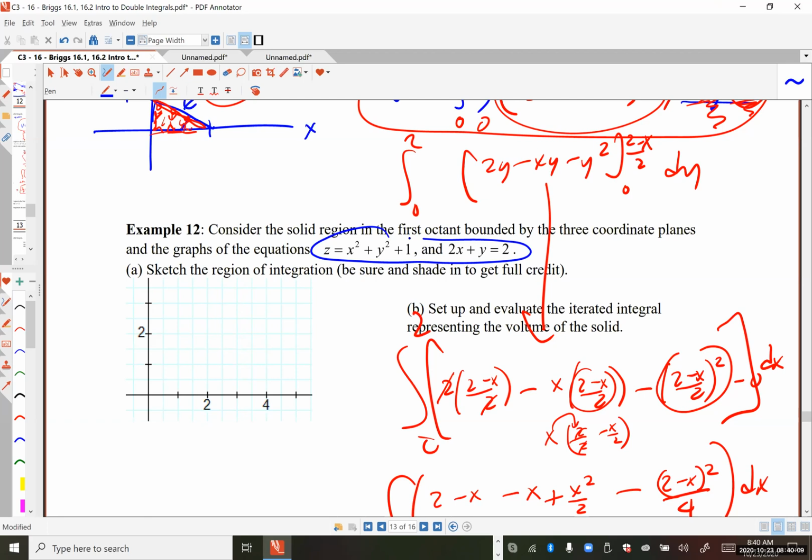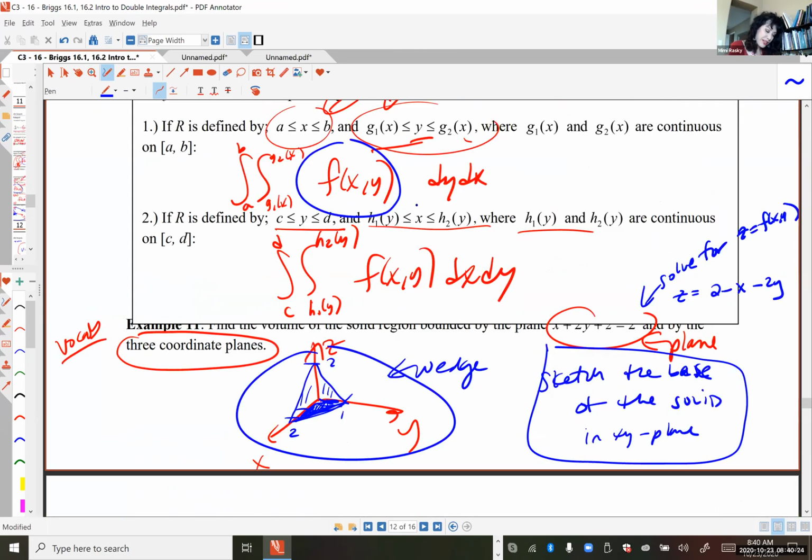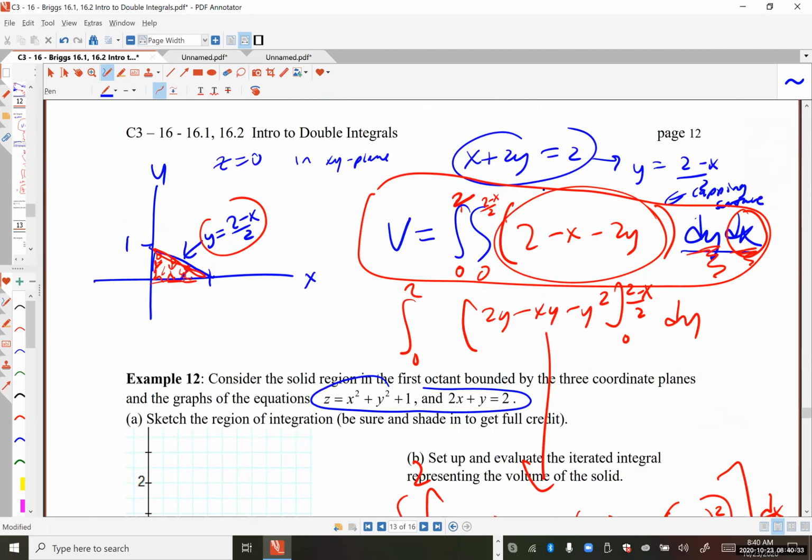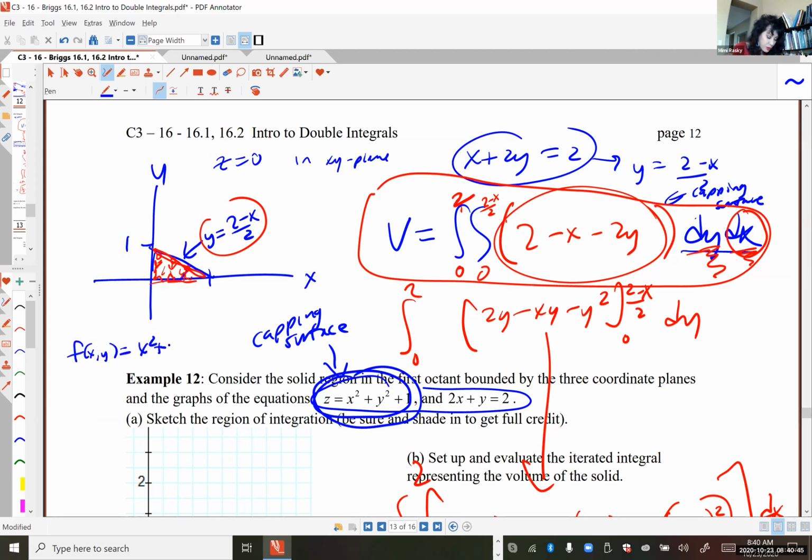Wouldn't your capping surface just be the second equation? Well, traditionally your capping surface is going to be a function of x and y, so it's going to be a z kind of thing. So in this particular problem, this right here is your capping surface, because you can replace the z. I could rewrite that equation as f(x,y) equals x squared plus y squared plus 1, because remember, z means the same as f of x,y.